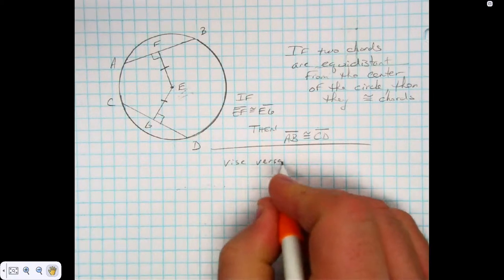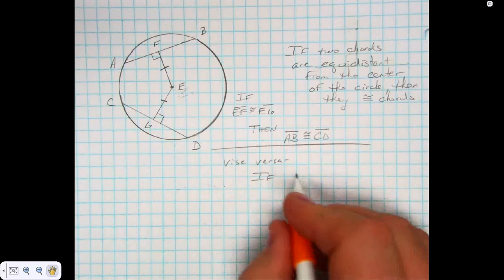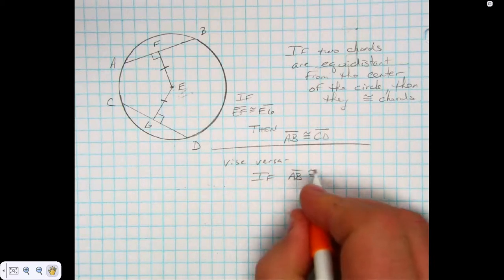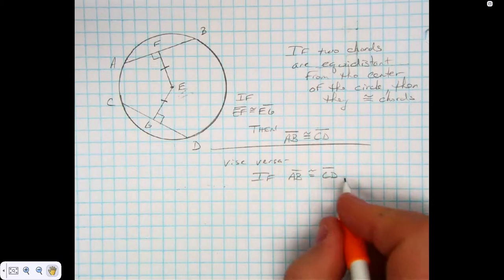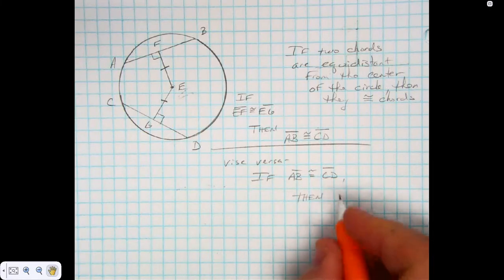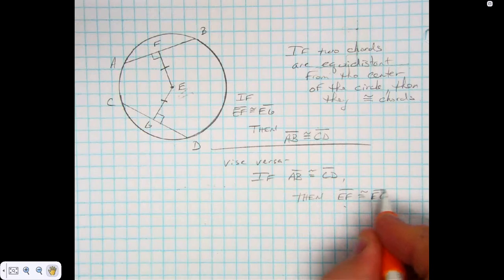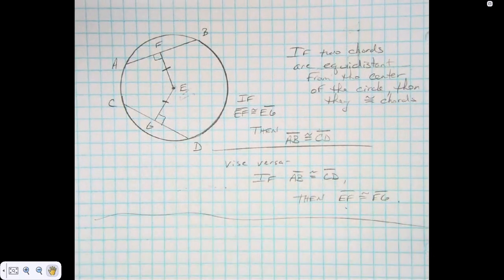You think you can do the vice versa of that? What would that be? If AB is congruent to what? CD, then what has to happen? EF has to be congruent to what? I know that's a lot of information. But those are the tools you're going to use for the problems today.